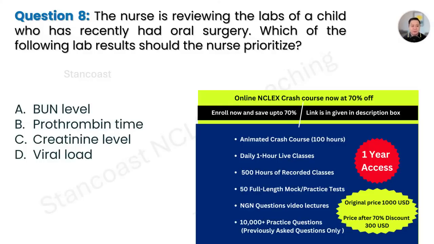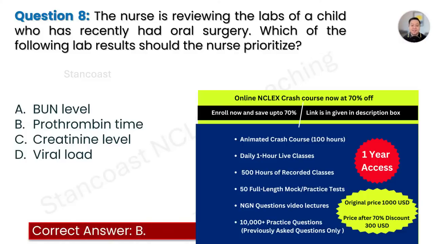Number 8, the nurse is reviewing the labs of a child who has recently had oral surgery. Which of the following lab results should the nurse prioritize? A, blood urea nitrogen level. B, prothrombin time. C, creatinine level. D, viral load. The answer is letter B.